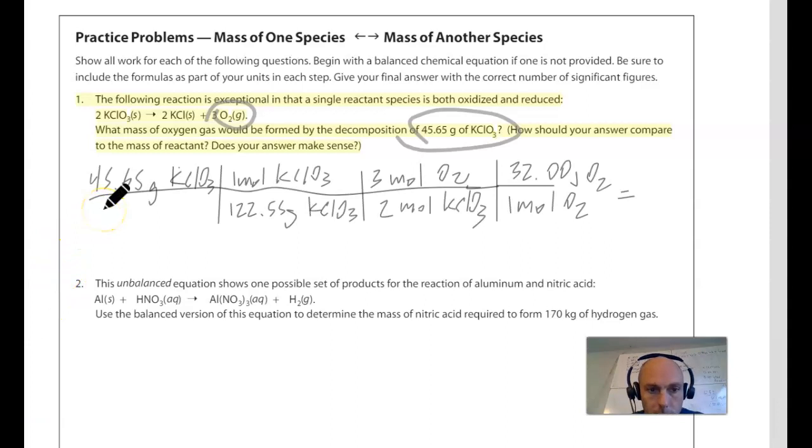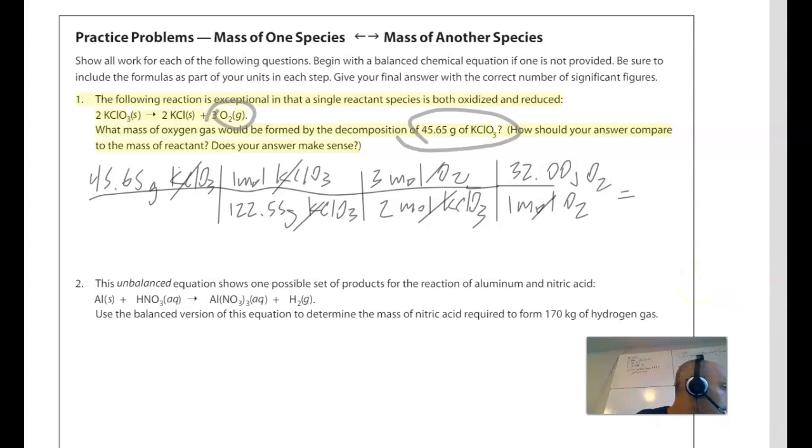So I took my given mass, 45.65 grams, divided it by its molar mass to convert to moles of KClO3. Then I use my coefficients or mole ratios between given and desired. That's 2 to 3, putting 2 moles of KClO3 on the bottom so it cancels. So now I'm left with moles of oxygen. And lastly, I multiply by its molar mass, 32 grams per mole, to convert from moles of oxygen to grams.